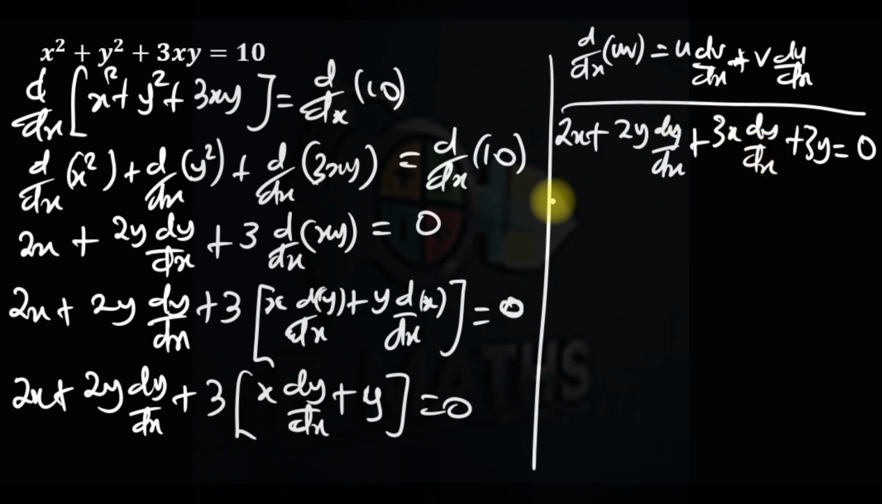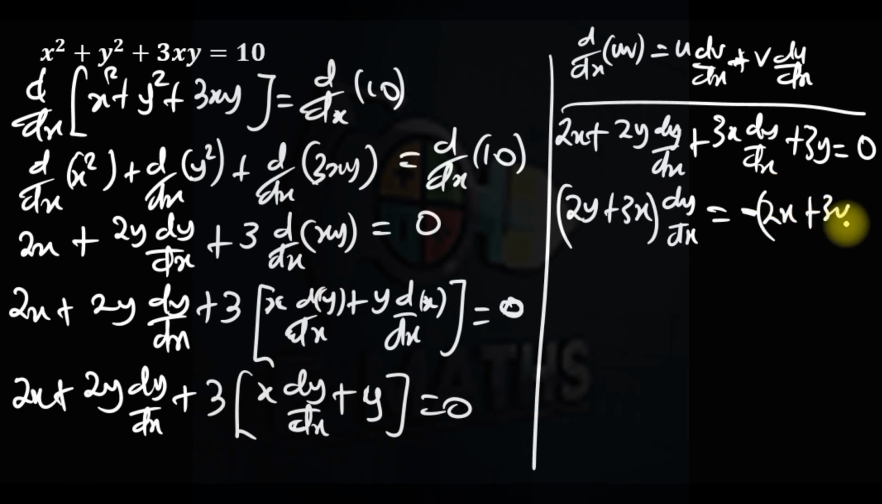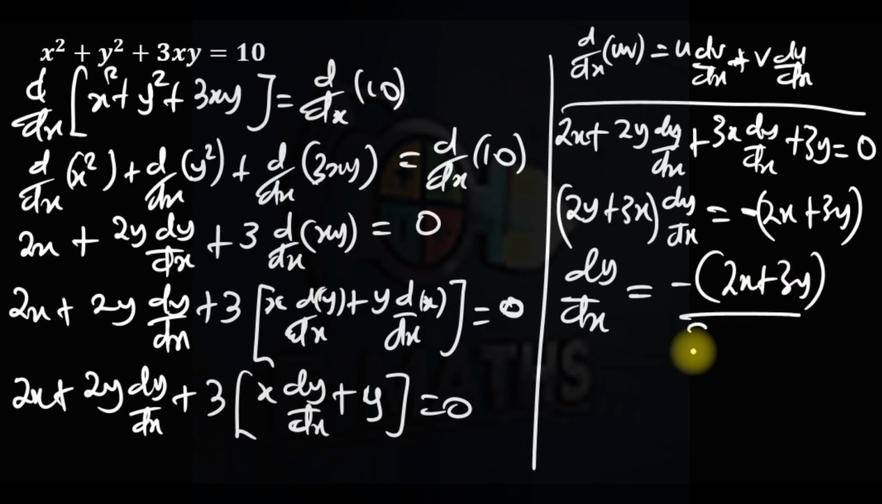So we have this, so we'll factor. So we have 2y plus 3x dy/dx. Do you get? This is 2y plus 3x. We'll factor dy/dx. This and this goes to the other side to be minus 2x, plus 3y. 2x goes to the other side to be minus 2x, 3y goes to the other side to be minus 3y. So making dy/dx the subject of the formula, we now have minus 2x plus 3y over 2y plus 3x.